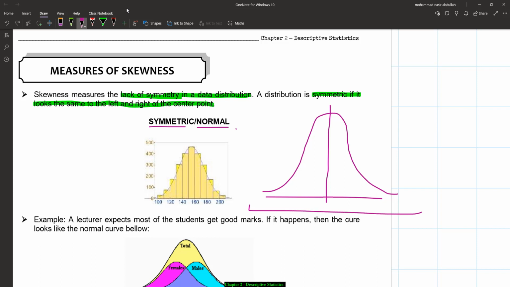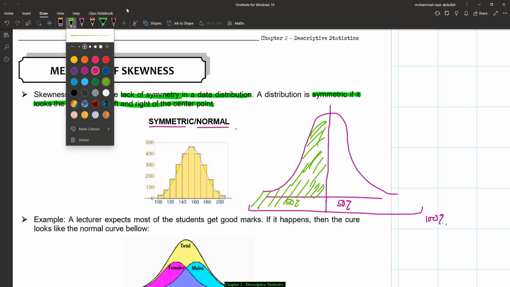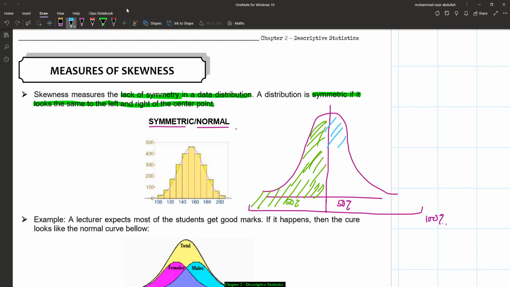So dekat sini dia kata dia ada 100% of the data, right? 50% of the data sebelah kanan, another 50% of the data on the left hand side. Maksudnya area on the left hand side dekat sini sama juga dengan area right hand side. Maksud sini 50% and then this one also 50%, right?